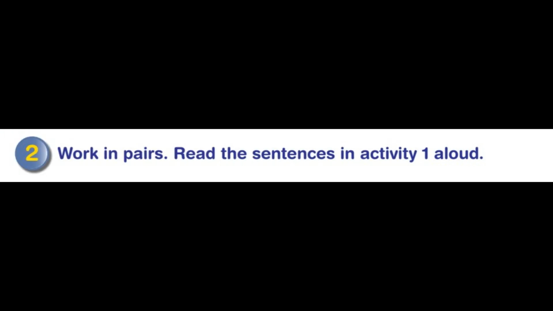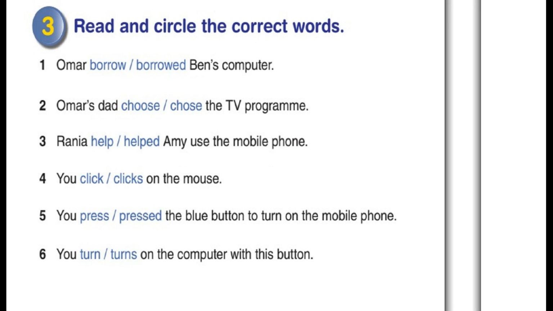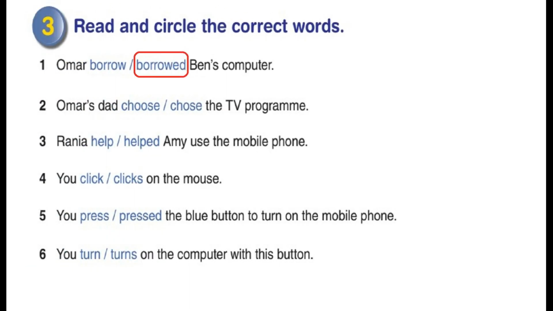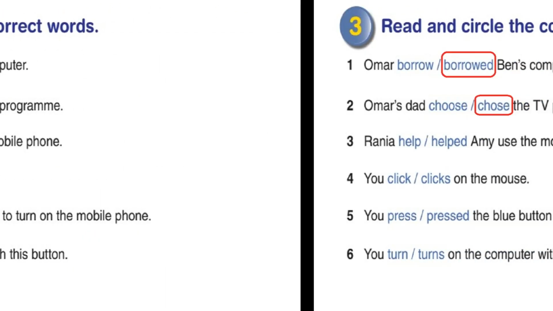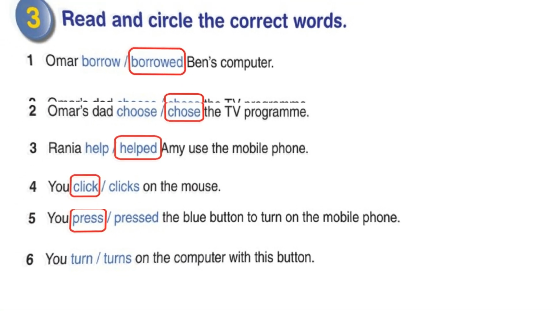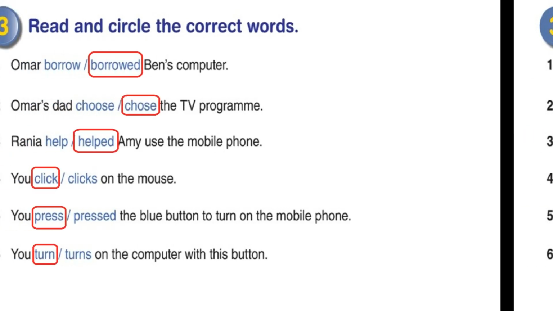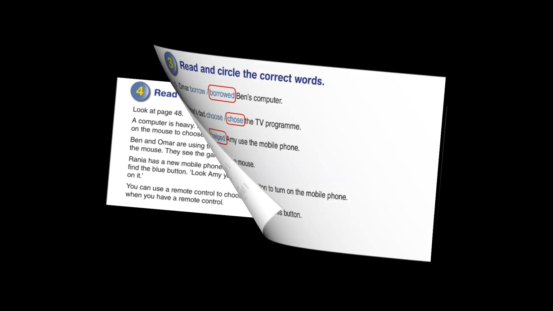3. Work in pairs. Read the sentences and activity 1 aloud. Read and circle the correct words. 1. Omar borrowed Ben's computer. 2. Omar's dad chose the TV program. 3. Rania helped Amy use the mobile phone. 4. You click on the mouse. 5. You press the blue button to turn on the mobile phone. 6. You turn on the computer with this button.